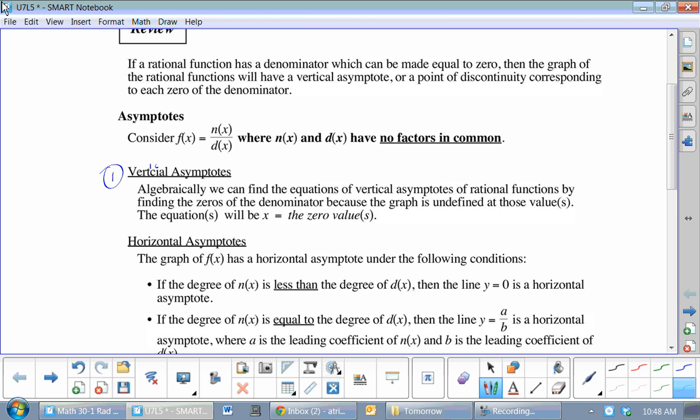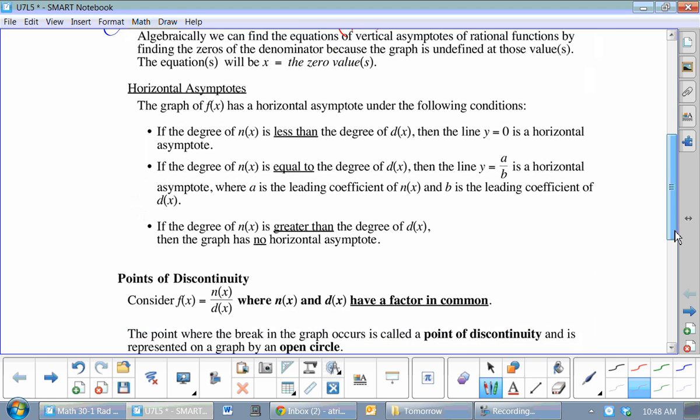For the vertical asymptote, say I have (X plus A) over (X plus B) all over (X plus C). This is when you'll have a vertical asymptote, right? And the vertical asymptote would be X equals negative C.